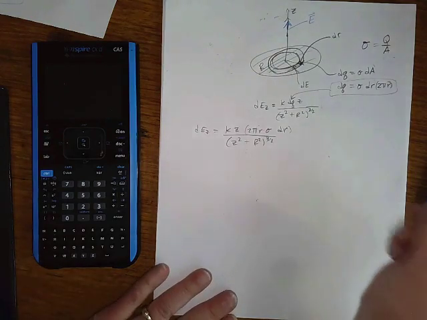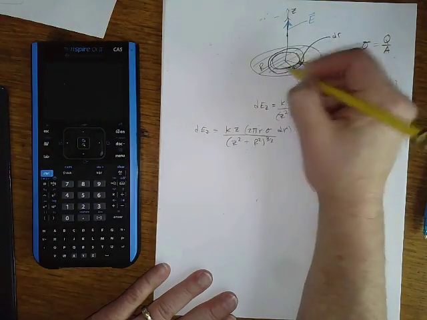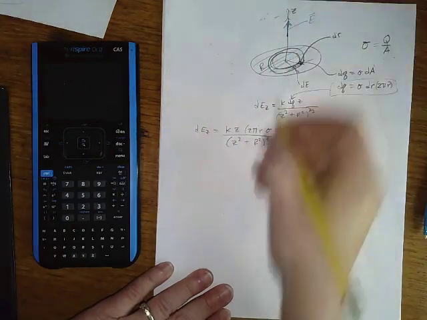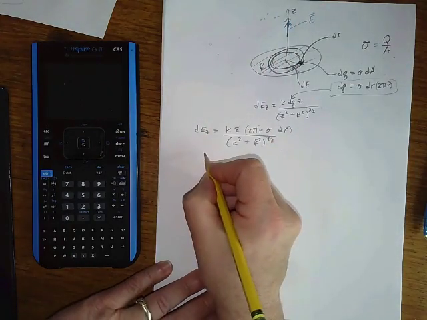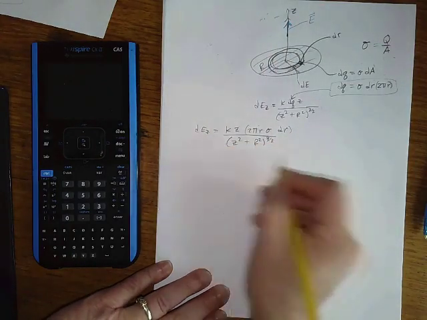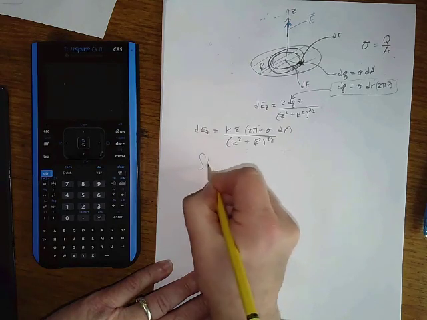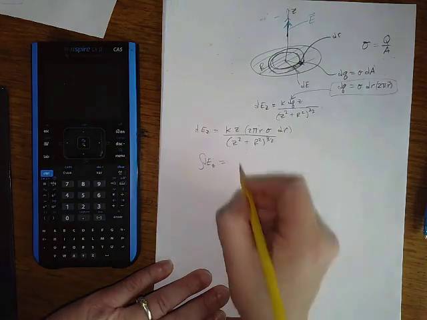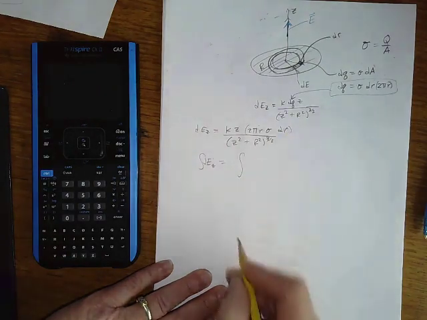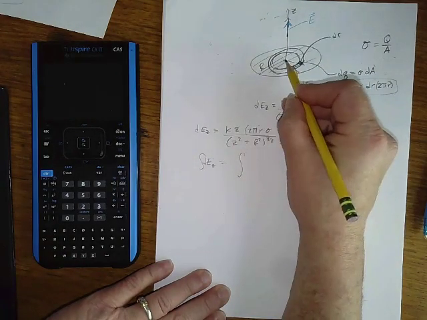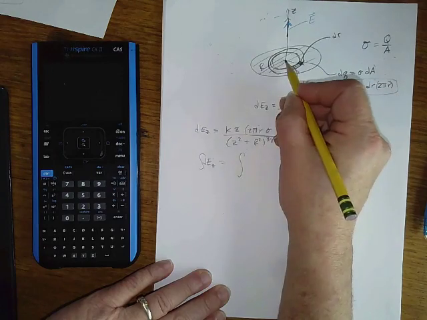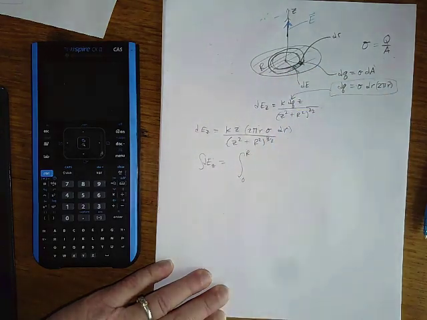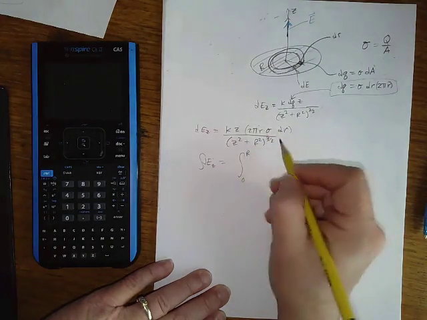All right, so that's our dEz for this whole little ring, an infinitesimally skinny little ring. But we want our whole E, which is actually our Ez. And so we want the integral of all our dEz's. Our variable is r this time. r is going to go from 0 at the center to capital R, so we're going to go from 0 to capital R of all these things.